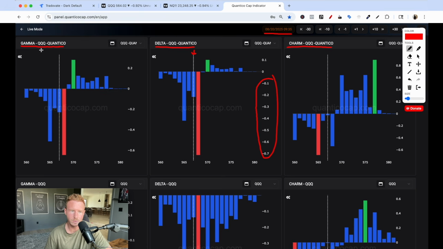And I like to use gamma for my targets, right? So we can see, reading this, what do we notice about this big red bar right here? This is going to act as resistance. The market's very bearish. We can see that there's a lot of bearish pressure. So what I'm doing is I'm playing the highest probability levels, right? So we see a big bar here at 568.